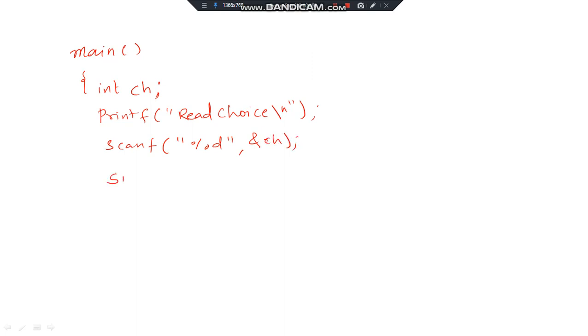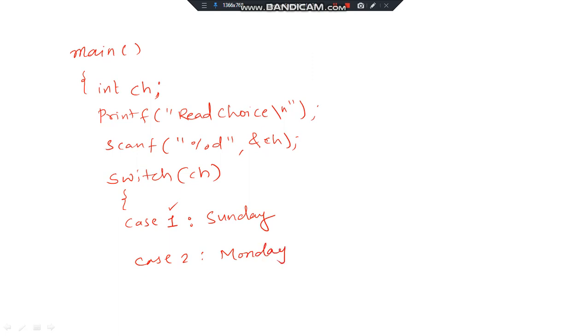Okay, then our switch will start. So switch is a keyword, and the parameter to this is ch. So whatever this choice is, based on that, if ch is equal to 1, I will define it as case 1. If it is 1, in that case Sunday. Case 2 is Monday. Similarly, so on up to case 7 is Saturday. And finally default, I say that it is case default. It is in small letters.